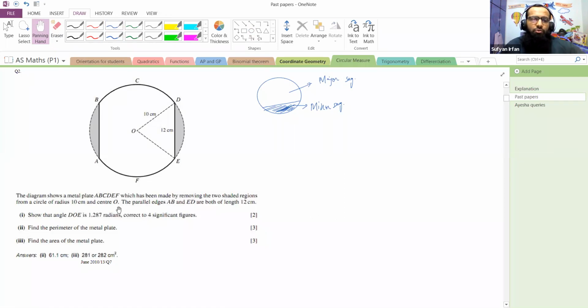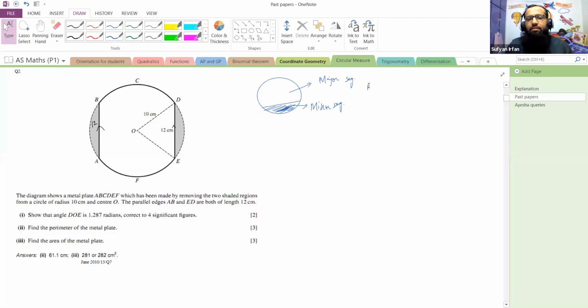The plate has been made by removing the two shaded regions from a circle of radius 10 and center O. The parallel edges AB and ED are both of length 12. Now the examiner is telling me that AB and ED are parallel edges, and both of them are 12. Because the length of the chord is 12, there's one property that we have studied in IGCSE, that if two chords are of equal length, their distance from the center is also equal.